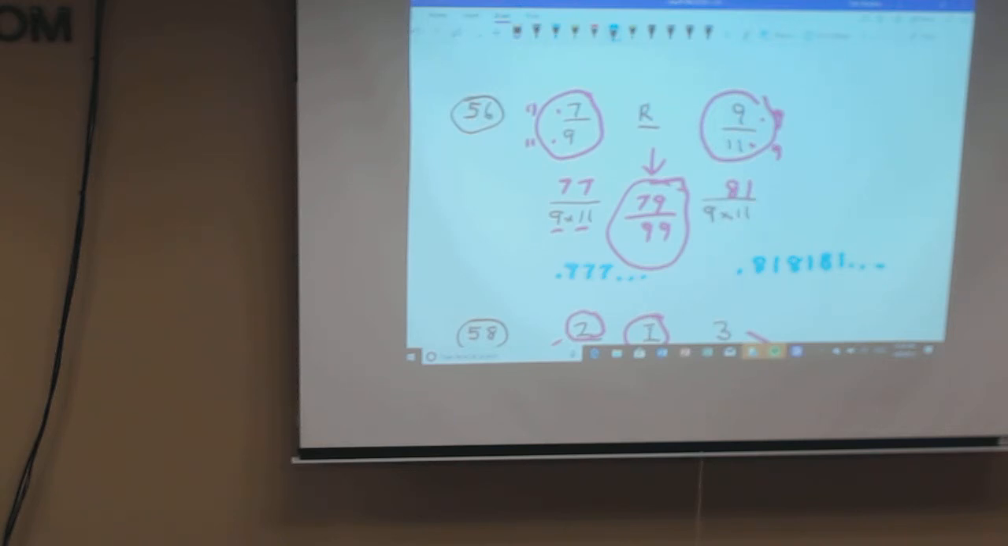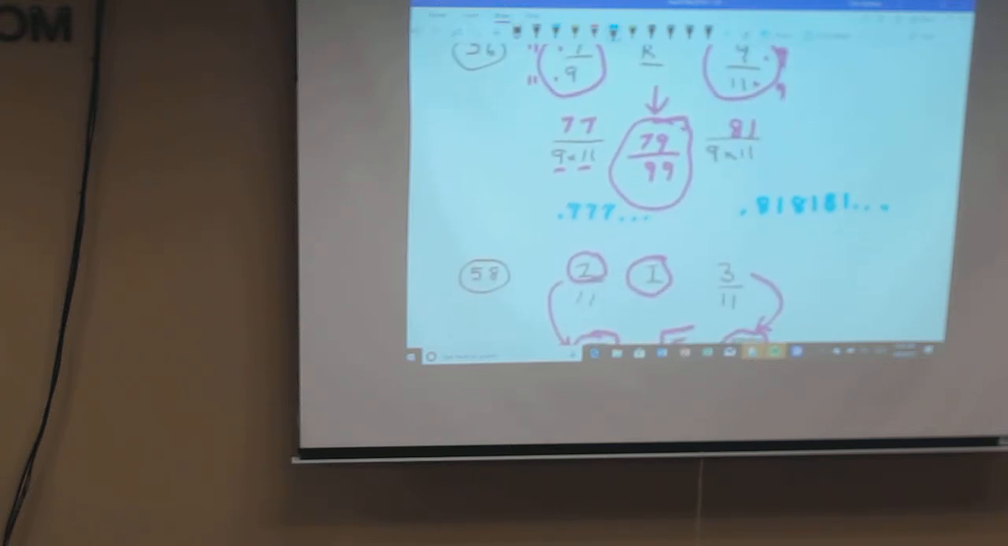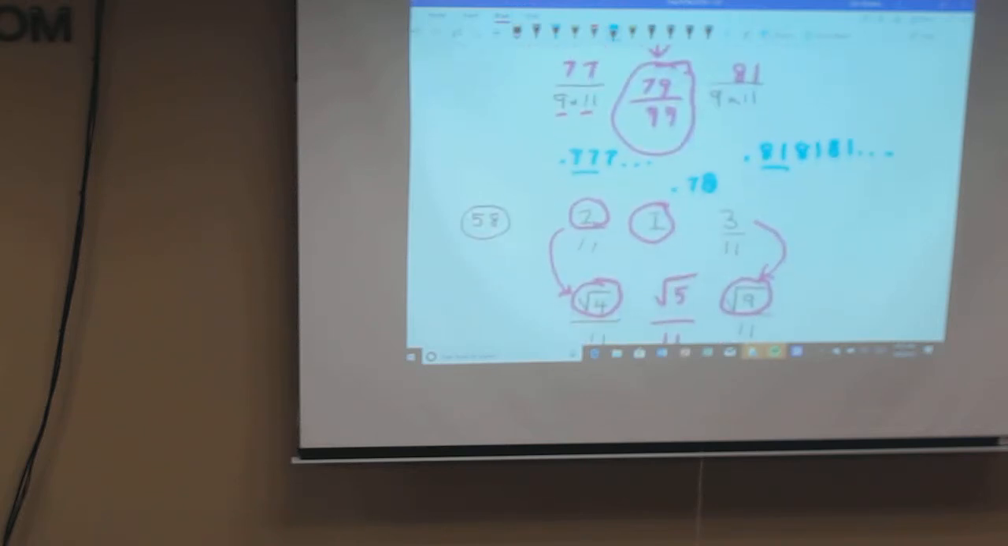And what do they want me to do here for number 56? Find a rational number between those two. So if I want a rational number, let's see, I could go 0.77, see this, 0.77, 0.81. I could just go 0.78. Everybody follow that? Or 0.79. They did want a rational, didn't they? For number 56. Yep.